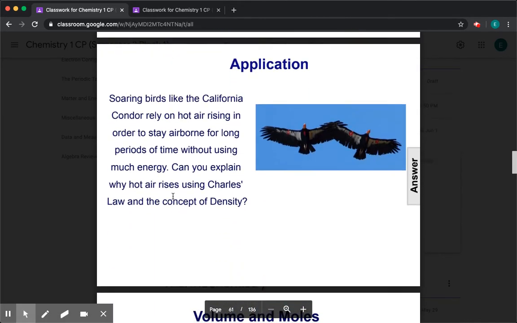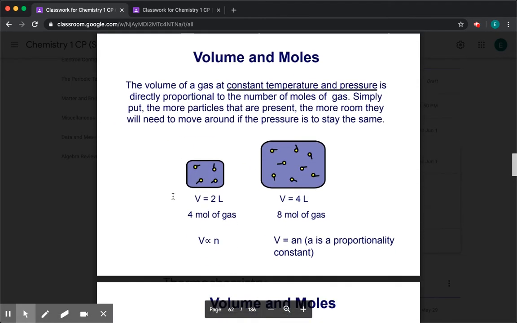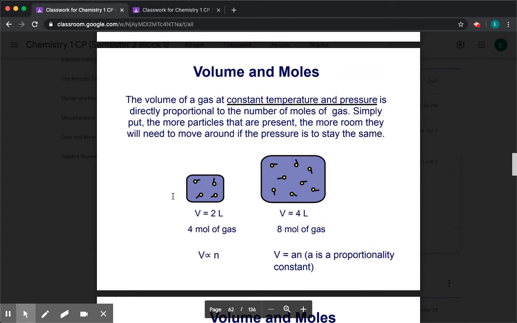Next is Avogadro's law, which focuses on volume and moles. This one's a little more intuitive, a little more straightforward, more common sense. This time we're looking at volume and moles. Again, we're keeping temperature and pressure the same. We are assuming temperature and pressure are exactly the same.